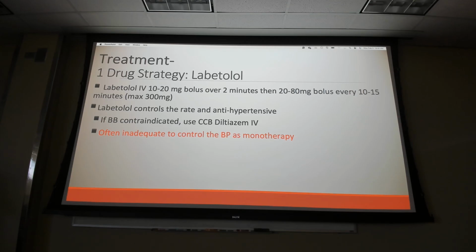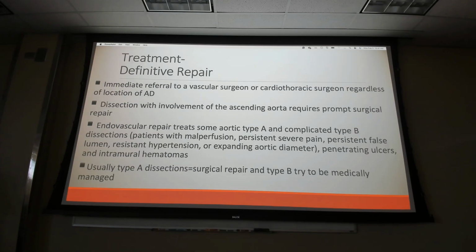Okay, so treatment strategy number 1, IV labetalol, we're going to control the rate. These are some of the doses we give, 10 to 20 over 2 minutes, but we're going to keep giving them little boluses till we can get that rate down to 60, that's it. Again, if it's contraindicated, we can use a calcium channel blocker. Nicardipine is preferred. You can do diltiazem, but nicardipine is preferred, all right? Often inadequate as monotherapy. That's why we want to do the 2-drug strategy.